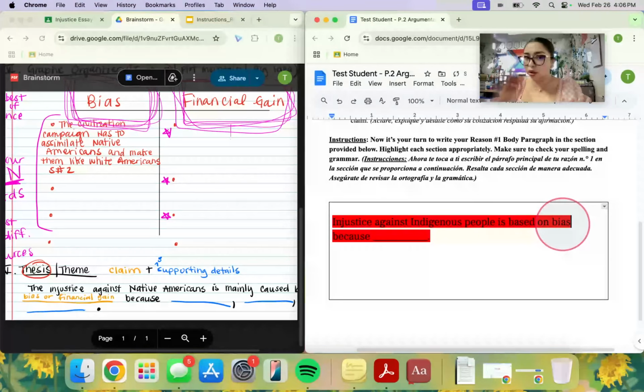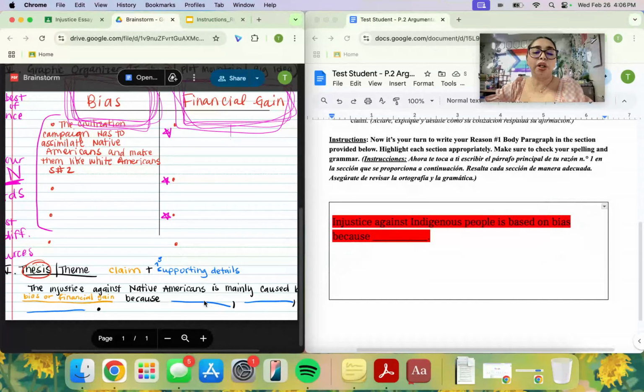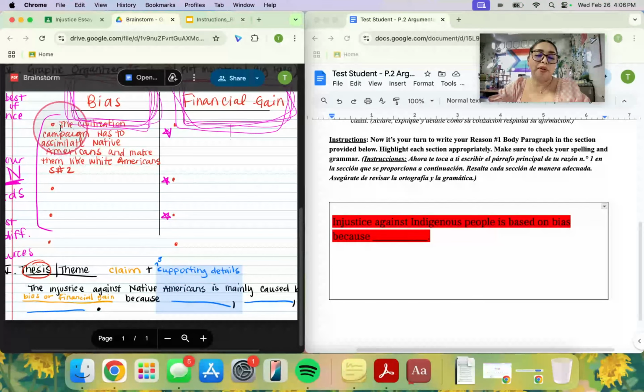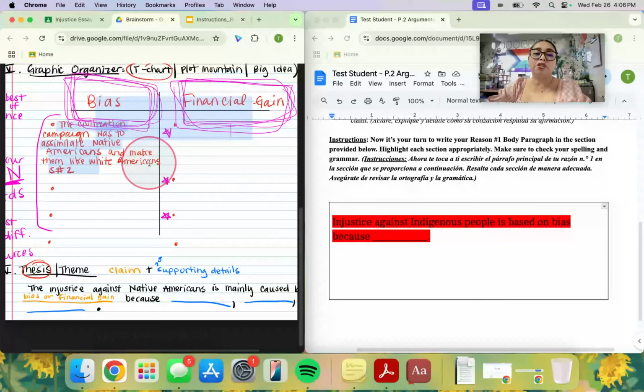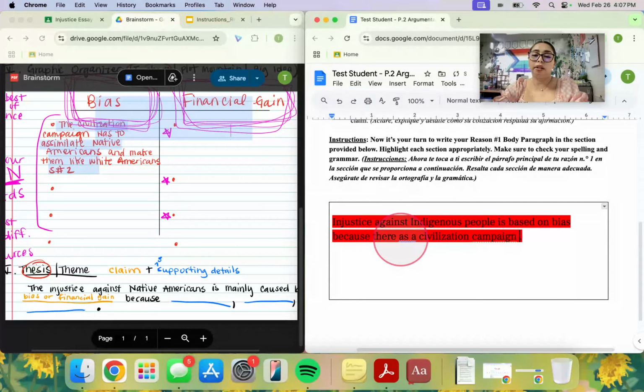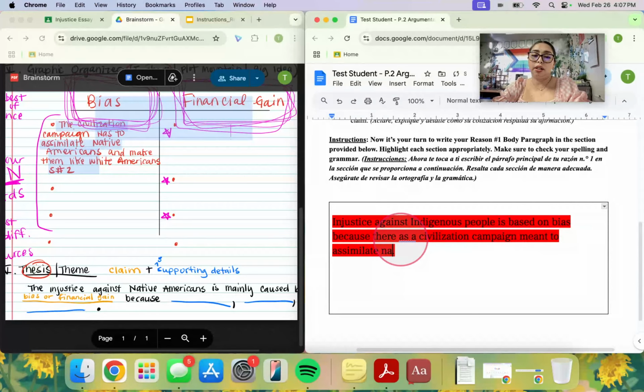So I'd fill that in, bias or financial gain, because, and then you're going to do the first reason that you have listed in your thesis statement. In my example thesis statement, my first reason was that there was a civilization campaign meant to assimilate Native Americans. So that's what I'm going to write there. I'm just going to plug it in. Injustice against Indigenous people is based on bias because there was a civilization campaign meant to assimilate Native Americans.